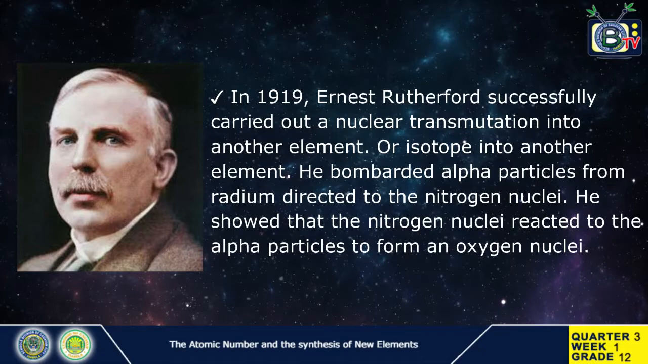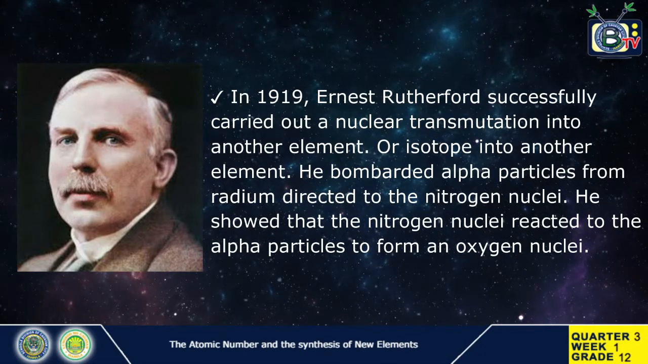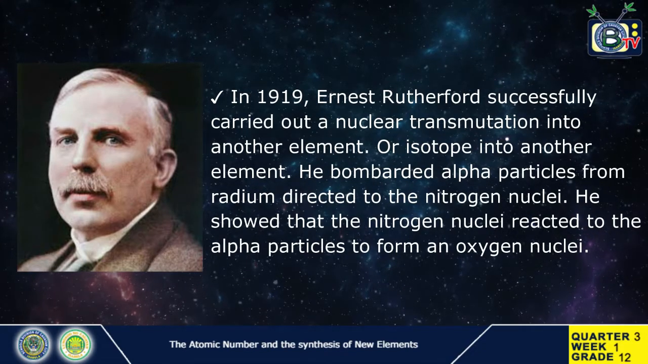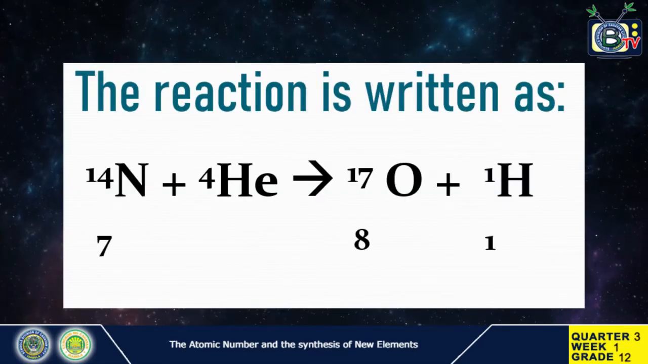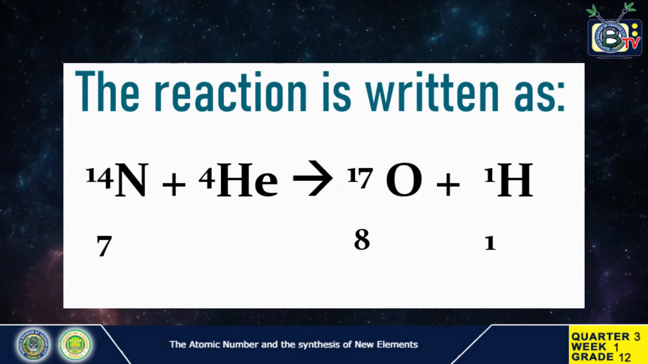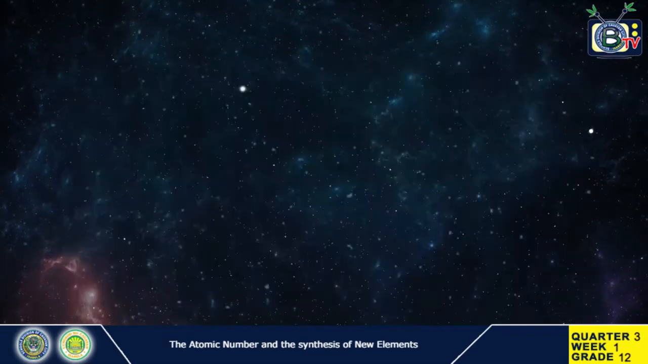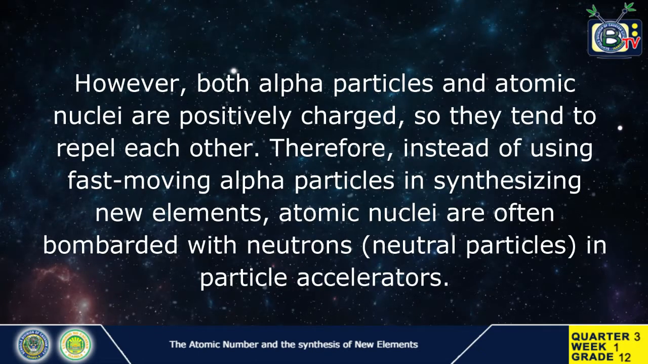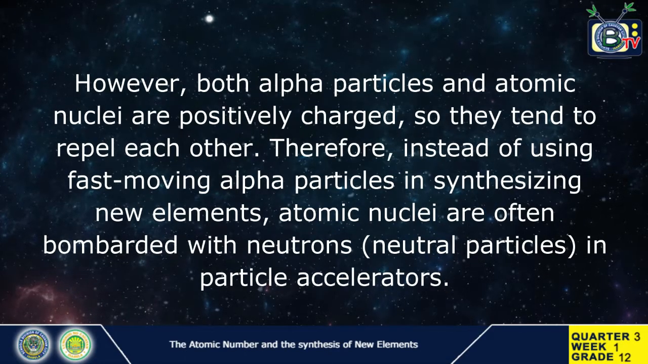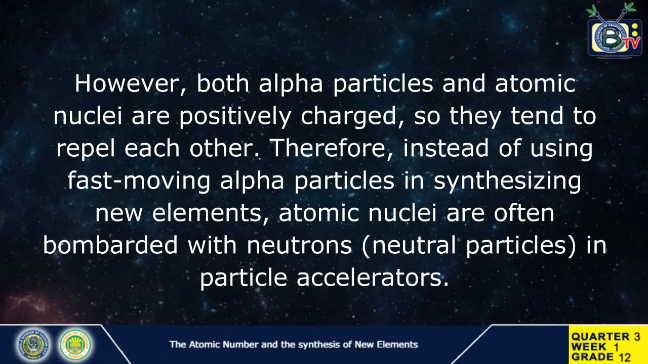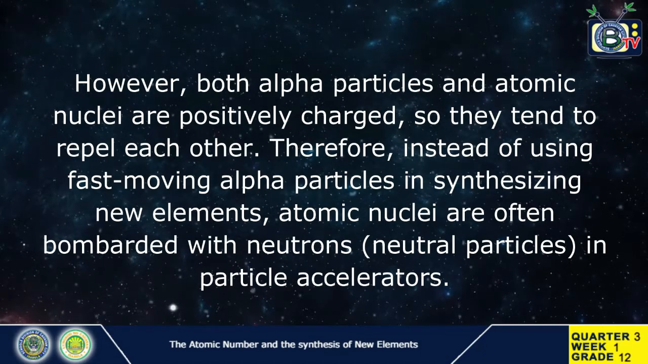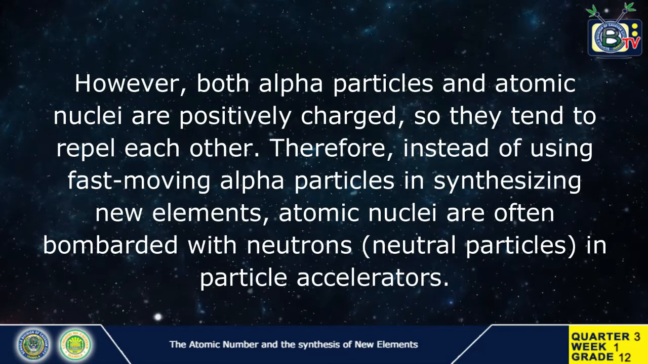In 1919, Ernest Rutherford successfully carried out a nuclear transmutation reaction, a process of transforming an element or isotope into another element. The reaction is written as nitrogen atom plus helium atom to oxygen atom plus hydrogen atom. However, both alpha particles and atomic nuclei are positively charged, so they tend to repel each other. Therefore, instead of using fast-moving alpha particles in synthesizing new elements, atomic nuclei are often bombarded with neutrons, or neutral particles, in particle accelerators.